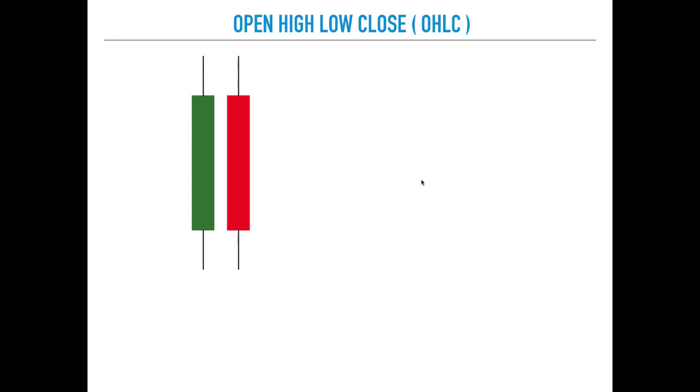Okay, open, high, low, close. A very quick lesson and depiction here. You can see here I have two candles, a green candle and a red candle. Obviously, a green candle is going to be bullish, and then we have a bearish candle here on the right.